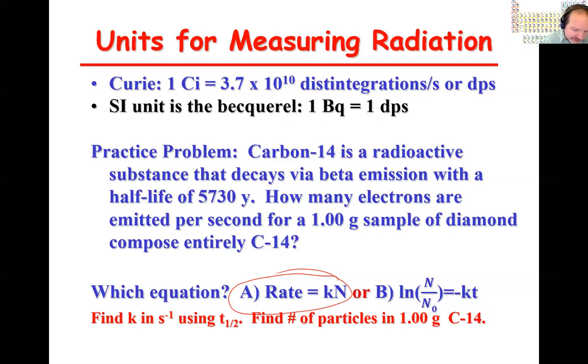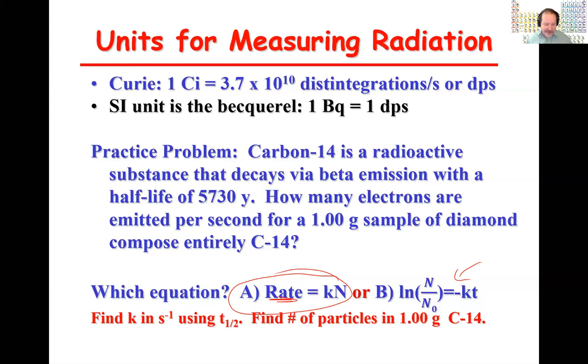See, this equation right here, B, is really for when we're dealing with time, in terms of how long it took for something to take place. Here it's asking how many electrons per second. It's asking for a rate. And so we want to get after that and find the rate.